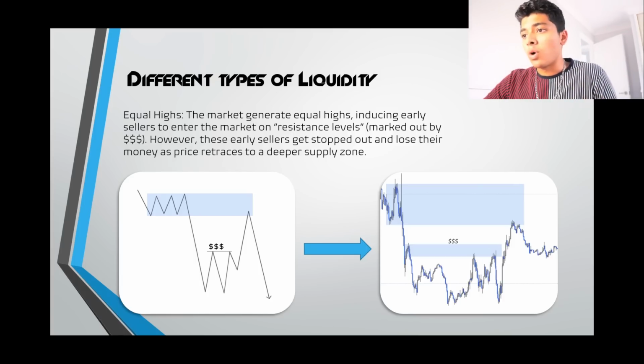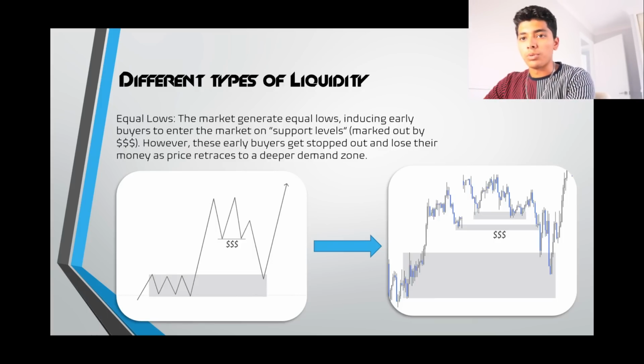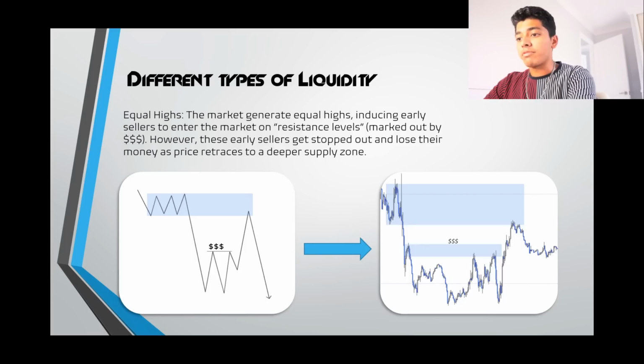The next one is equal highs. The market generates equal highs, inducing early sellers to enter the market on resistance levels or double tops or whatever you can say, right? However, these early sellers get stopped out and they lose all their money as price retraces into a deeper supply zone. So basically, it's the opposite of what we had for equal lows. For equal lows, we had equal lows and price retraces into a deeper demand zone. For equal highs, we have equal highs get taken out and price retraces into a higher supply zone.